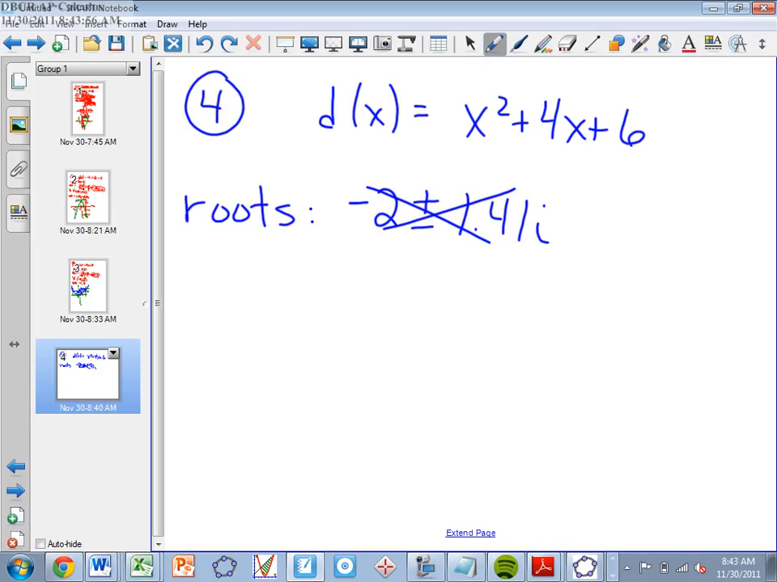Again, when you plot this, you're not going to be able to use the x-intercepts, clearly. If you want to check your work on the board, I'm going to start listing.